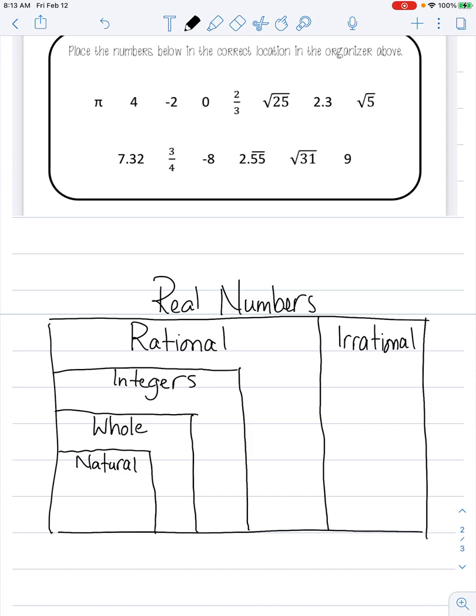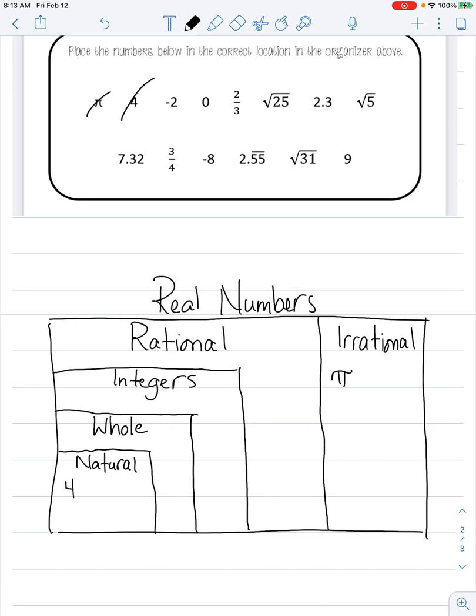And now we're going to go through and put the numbers from up here in our graphic organizer. So let's start with pi. Let's just do everything in black. That's fine. Pi we know is our most famous irrational number. The number 4, it's rational. It's an integer because it's a negative and positive whole number. It's a whole number, but guys, it is actually a natural number because remember, it's one of those counting numbers we learned as a toddler. 1, 2, 3, 4. So we'll put that in natural.